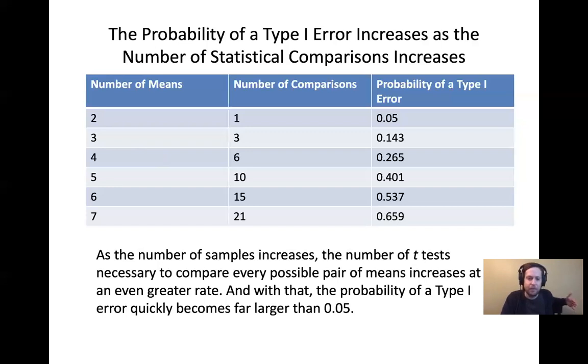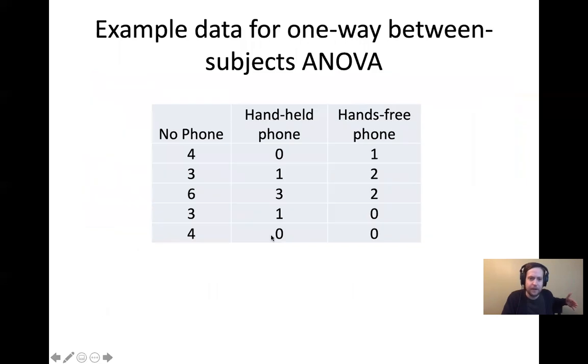And so the purpose of ANOVA is to compare all 3 means of all 3 of these conditions at the same time. Instead of breaking it down into pairwise comparisons, where you compare this, and then this, and then this, ANOVA compares all 3 means at the same time. And it does so keeping the alpha level at 5%. Instead of inflating the alpha level by doing a bunch of t-tests, we just do 1 F-test, 1 ANOVA, and the alpha level is maintained at 5%.